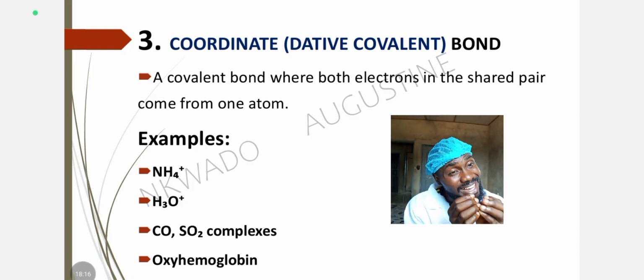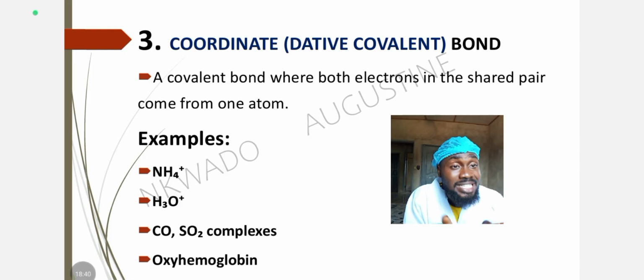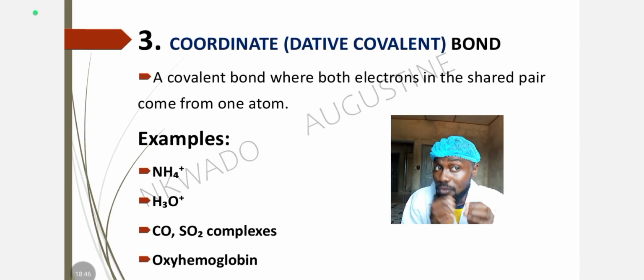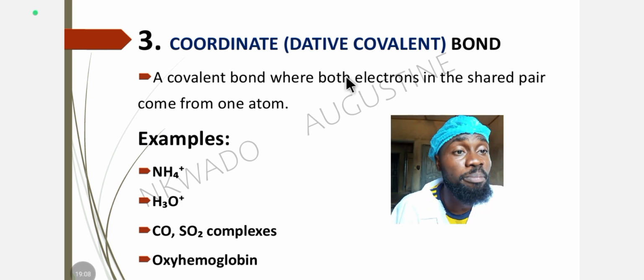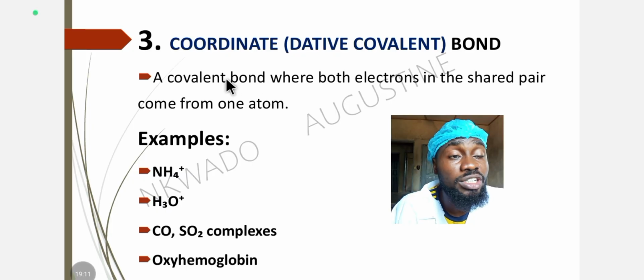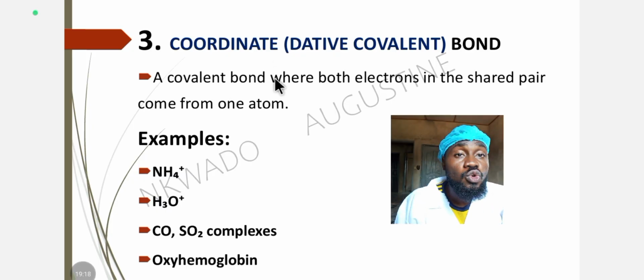Instead of the two atoms involved in this covalent bond each donating electrons to be shared, in a coordinate bond only one will donate the electrons that are to be shared among them. That makes it a coordinate bond. Such a bond is weaker than the normal traditional covalent bond. So just know that you can also call it coordinate covalent bond.